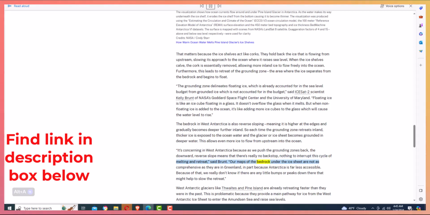"Our maps of the bedrock under the ice sheet are not as comprehensive as they are in Greenland, in part because Antarctica is far less accessible. Because of that, we really don't know if there are any little bumps or peaks down there that might help to slow the retreat." West Antarctic glaciers like Thwaites and Pine Island are already retreating faster than they were in the past. This is problematic because they provide a main pathway for ice from the West Antarctic ice sheet to enter the Amundsen Sea and raise sea levels.